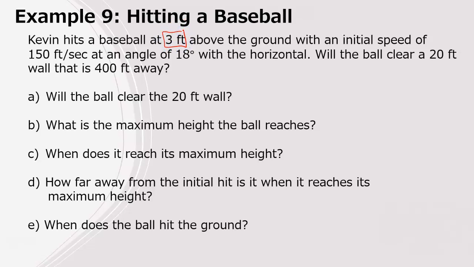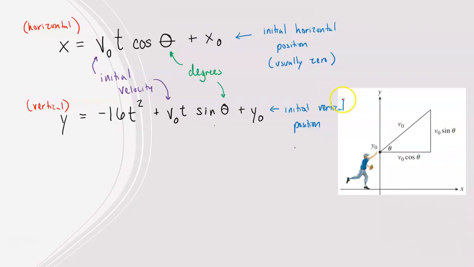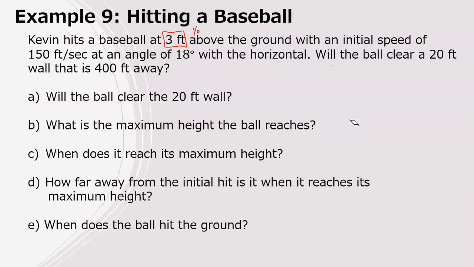So it's talking about how he hit the baseball 3 feet above the ground. Now when he hits it above the ground, that represents our vertical positioning. So we're going to call that our y sub 0, our initial vertical position. That 3 feet represents our y sub 0. And then it says we have an initial speed, and initial speed is the same as your initial velocity, of 150 feet per second. So that's our v sub 0. The 18 degrees is clearly our value for theta.